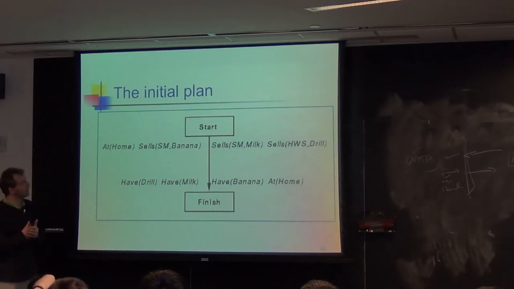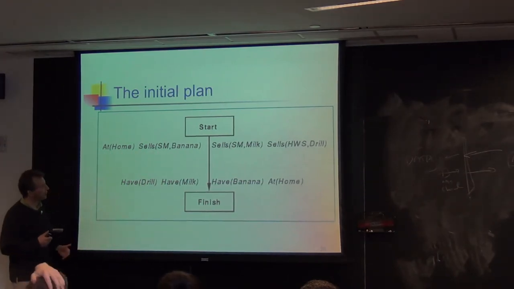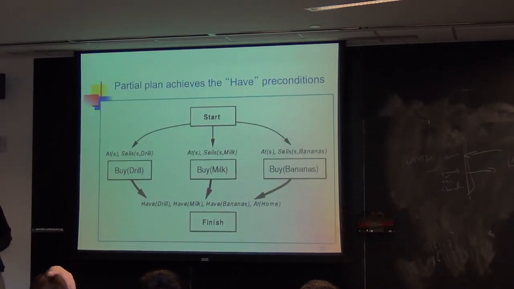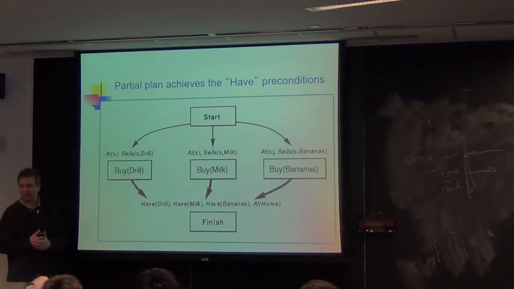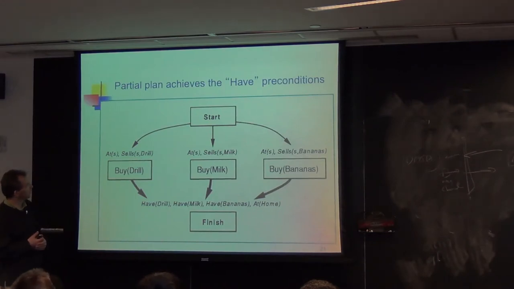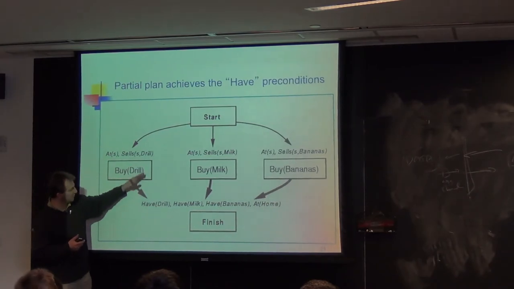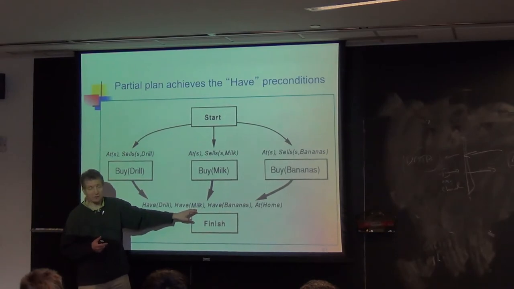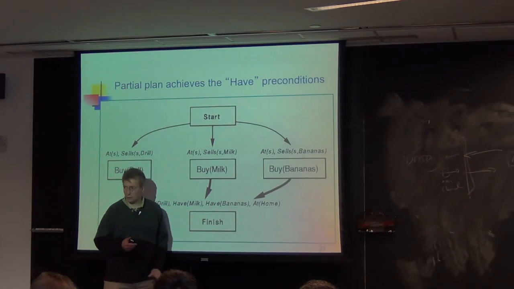So here's the initial plan, right? We start and we have our start condition and our initial states, and we want to get to the goal state. So this part of the partial plan is sort of achieving all the haves, all the things I have to do, right? So if I'm at the store and it sells a drill, I will have a drill. So this is going to solve the have drill, right? And this is going to solve the have milk. And this will sell the bananas. And meanwhile, I'm still at home, all right?